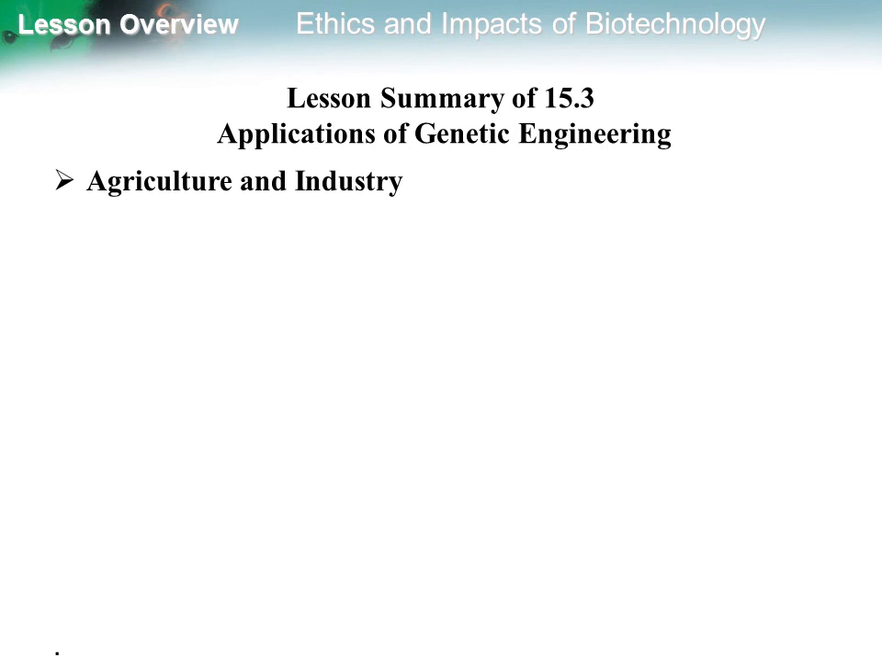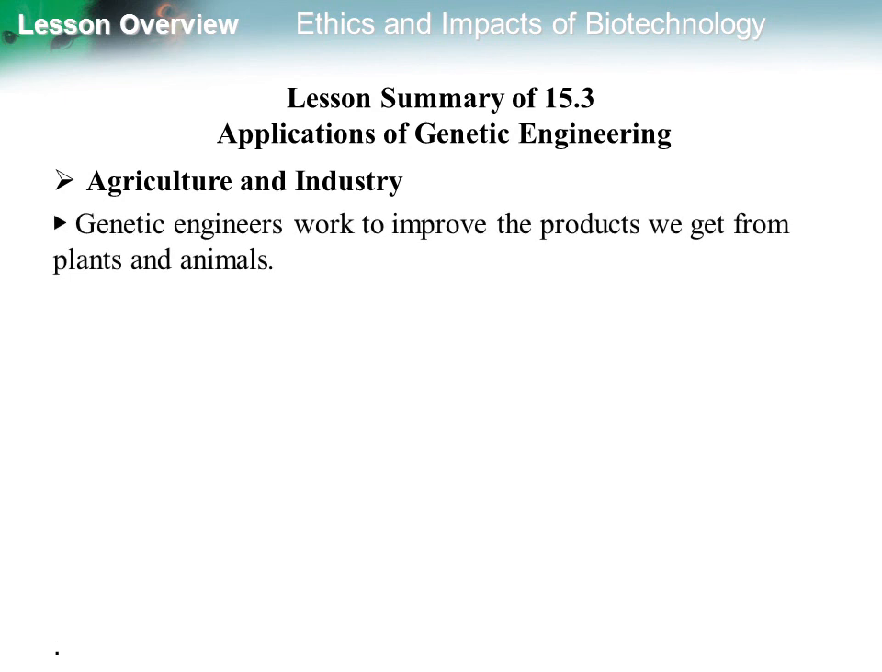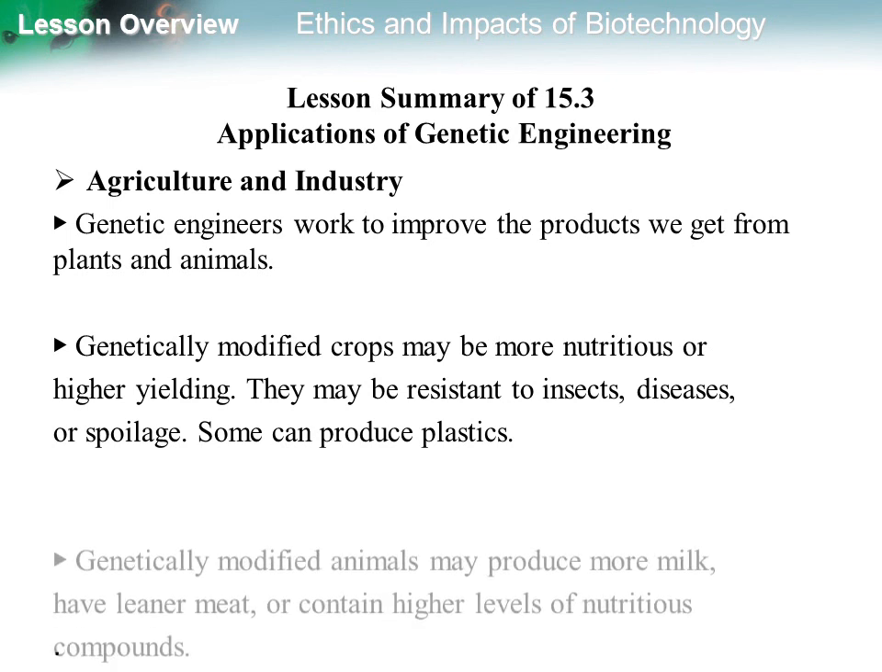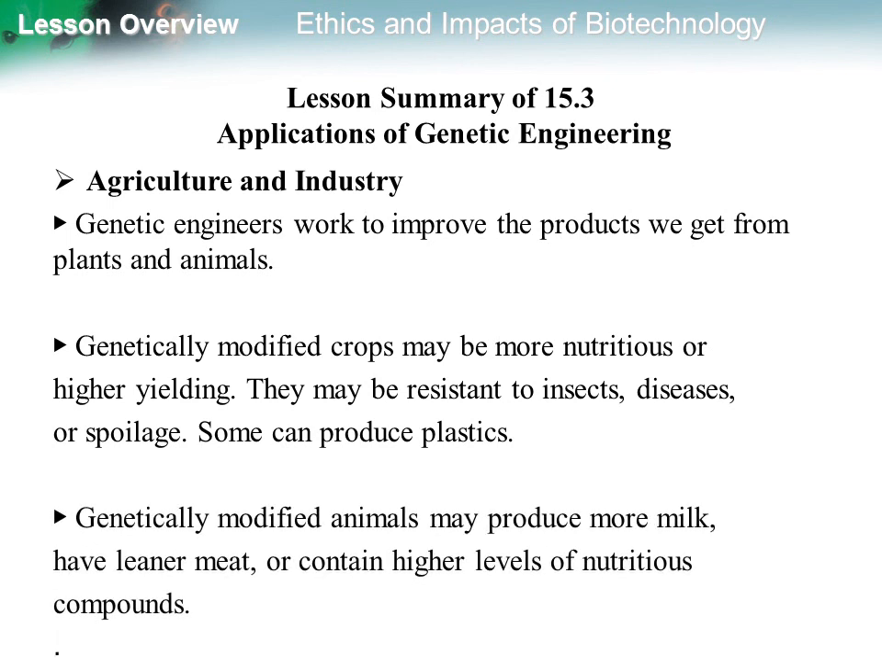Now let's see the lesson summary of 15.3, application of genetic engineering. Let's see the application in agriculture and industry. Genetic engineers work to improve the products we get from plants and animals. Genetically modified crops may be more nutritious or higher yielding. They may be resistant to insects, diseases, or spoilage. Some can produce plastics. Genetically modified animals may produce more milk, have leaner meat, or contain higher levels of nutritious compounds.